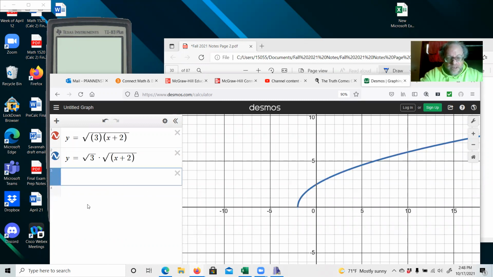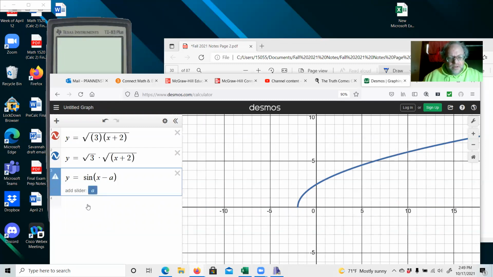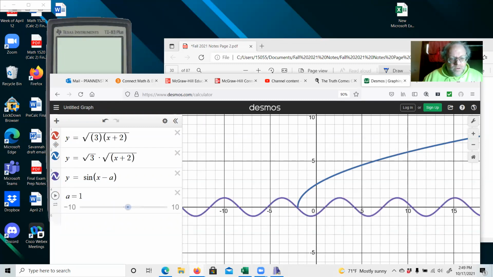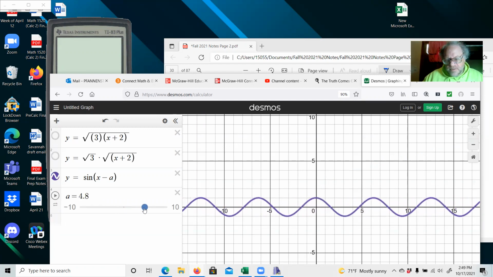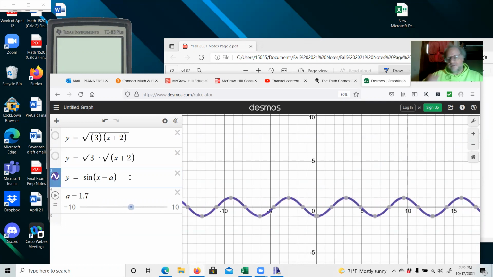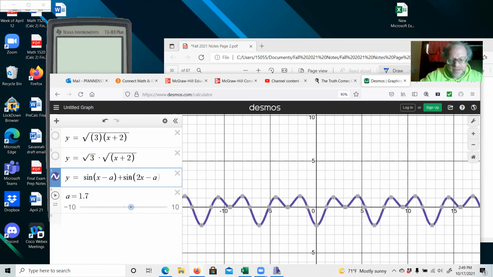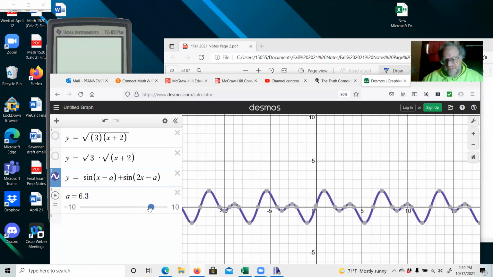Just to give you an idea, y is equal to, say, sine of x minus a. Put a slider in there for a. We'll turn those off. Okay, as I move it, see, it just moves it back and forth. All right, maybe it's easier to see this way.